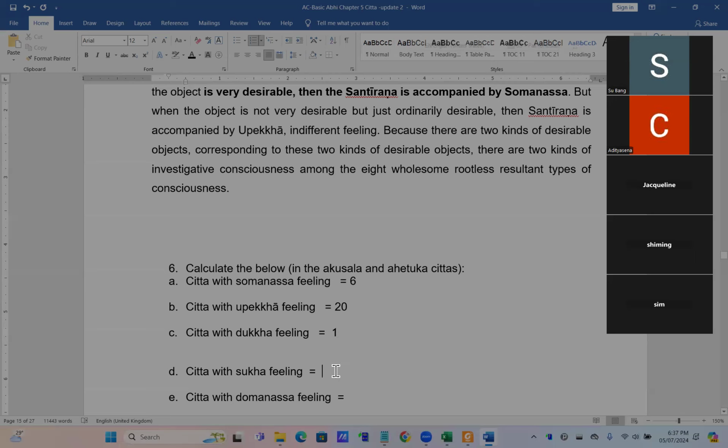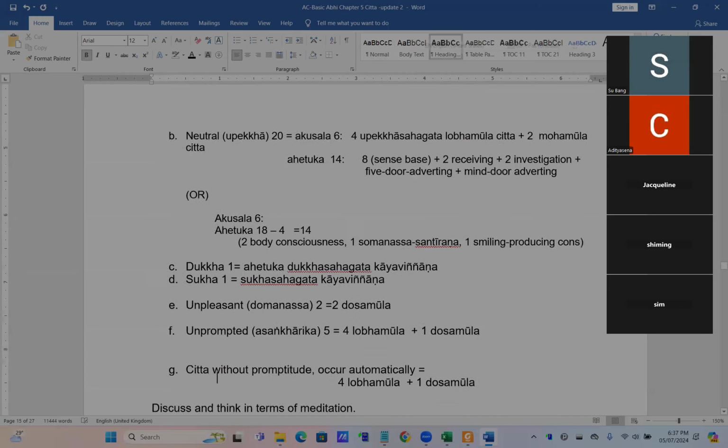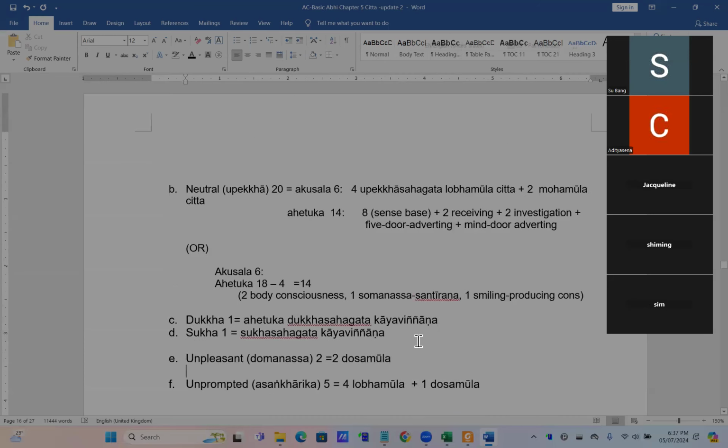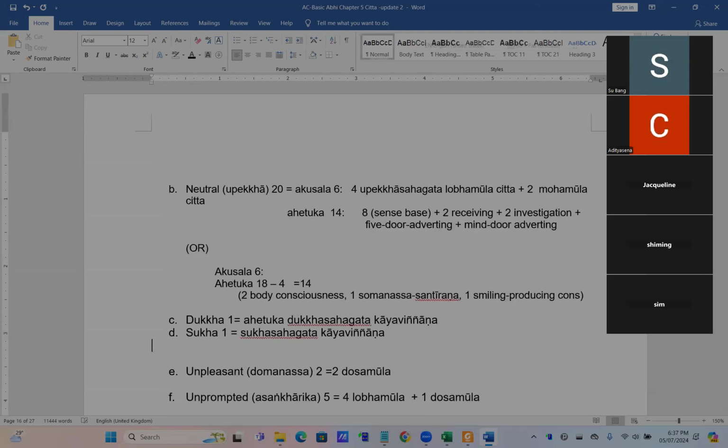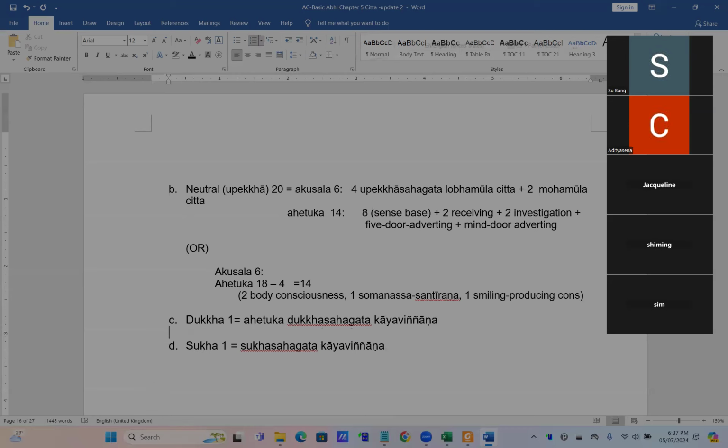This is very easy because sukha and dukkha is only one. Sukha is only ahituka, dukkha sagata, kaya vijnana. All right. So for those who like Pali, it's a body consciousness accompanied by painful feeling. And then sukha is also only one.